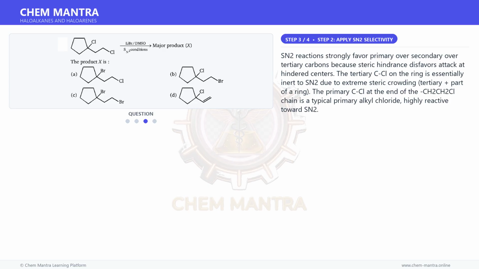Moving on to the next step. SN2 reactions strongly favor primary over secondary over tertiary carbons because steric hindrance disfavors attack at hindered centers. The tertiary C–Cl on the ring is essentially inert to SN2 due to extreme steric crowding, tertiary plus part of a ring. The primary C–Cl at the end of the CH2CH2Cl chain is a typical primary alkyl chloride, highly reactive toward SN2.